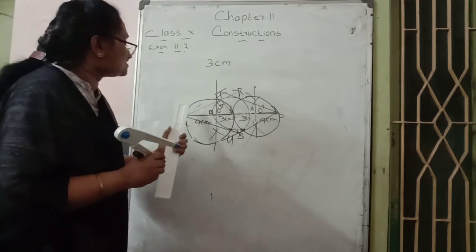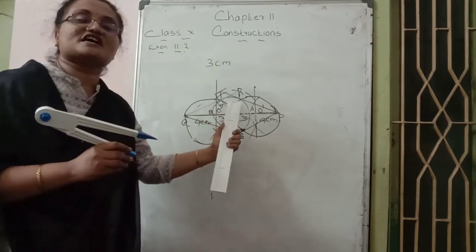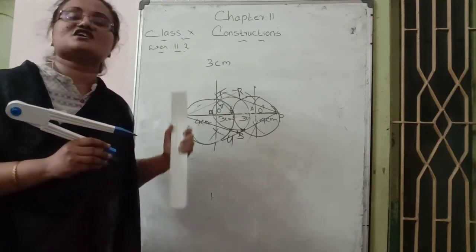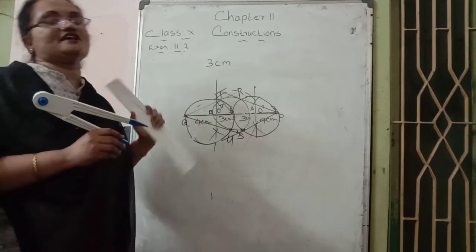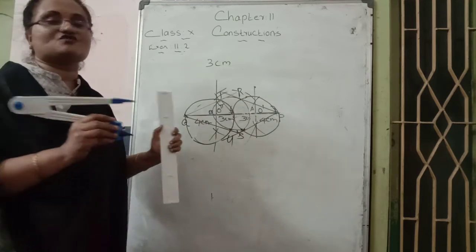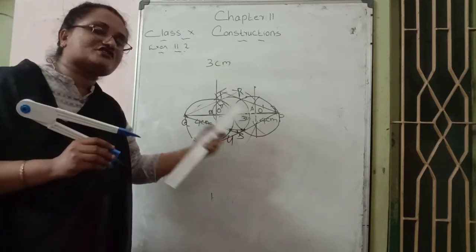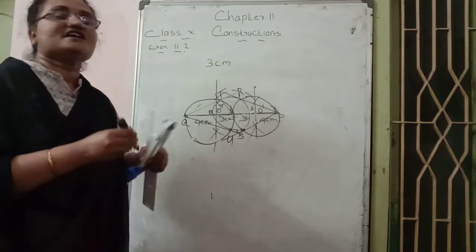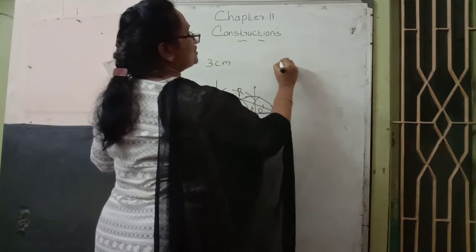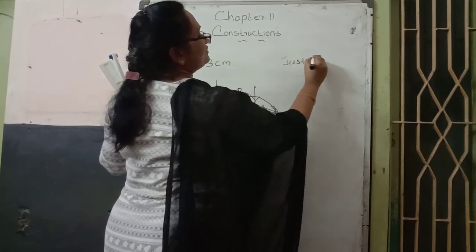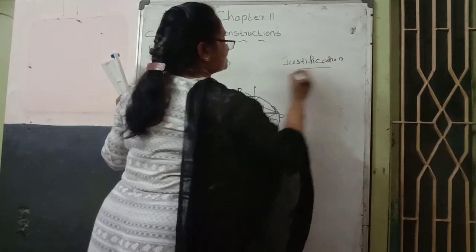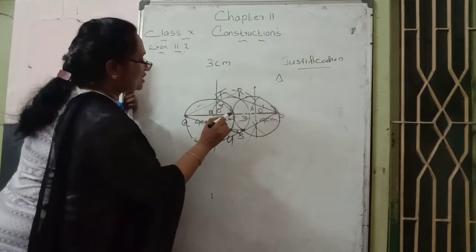But tangent QT is the base of that right angle triangle. That base is equal to the tangent of the first circle, the left side circle tangent. That value we don't know. How to find the third side value? Apply the Pythagoras theorem and find the third side value. Here also we want justification. There we consider which triangle? A right angle triangle.